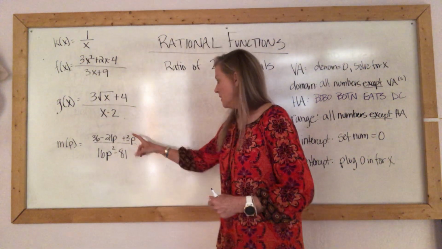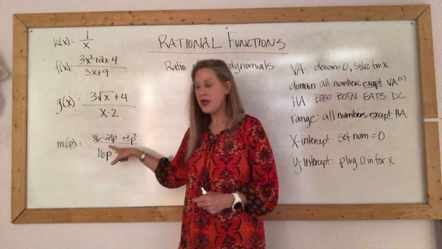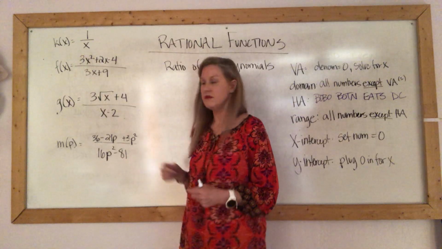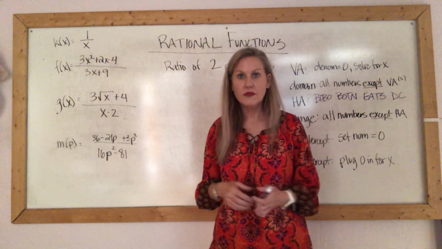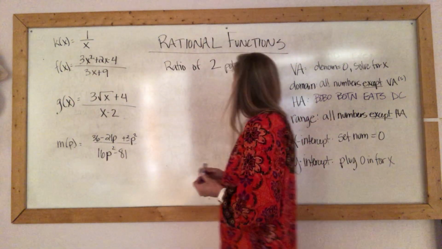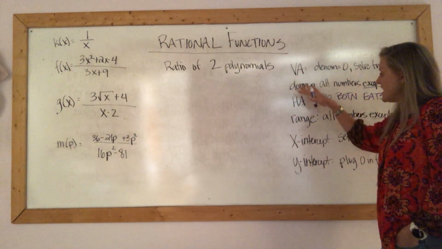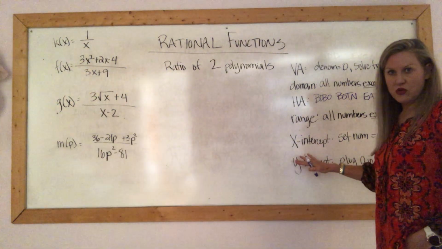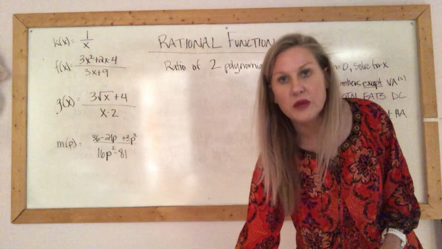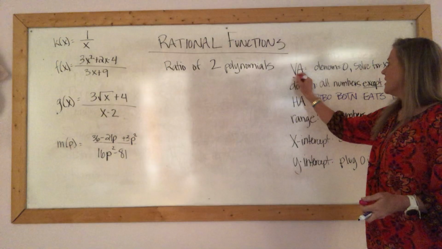Bottom one down here, m of p, got a polynomial on top, polynomial on bottom, so we have a rational function. When you're dealing with rational functions, these are the main things that you are interested in finding or will be responsible for finding.